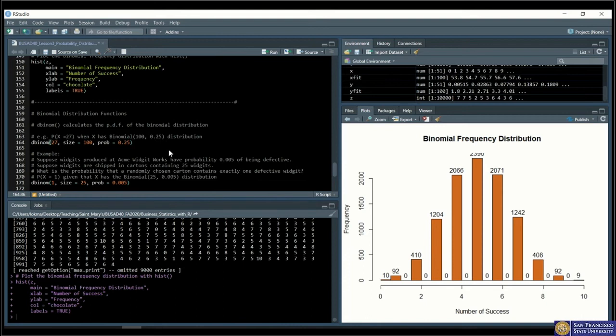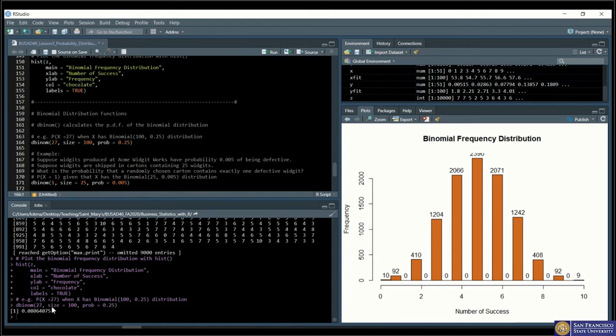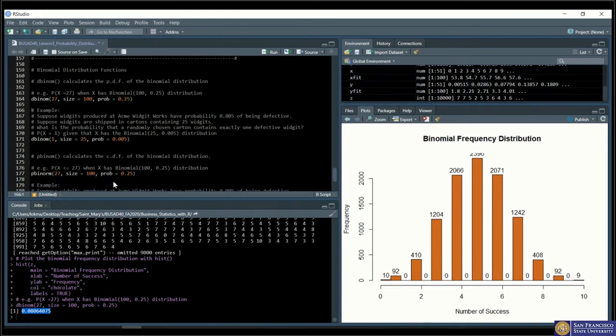Well, let's run it. So the probability is 0.0806. That means there is approximately an 8.1% chance that you will get exactly 27. Nothing more, nothing less. Well, let's see the applications of this d binomial function.